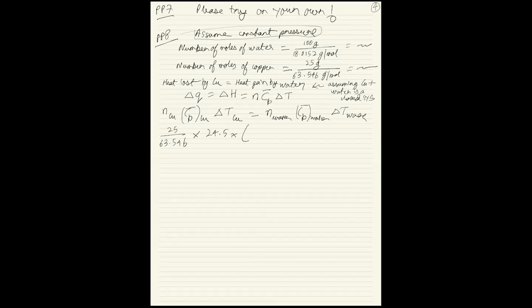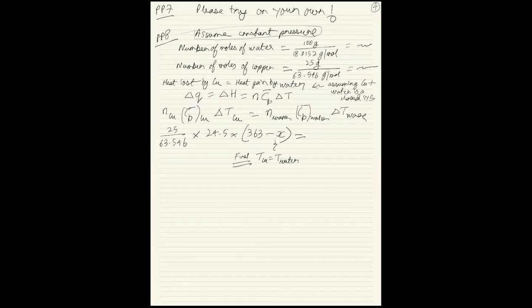We don't know the final temperature. That's what we are trying to solve. And we are assuming that the final temperature of water is the same as the final temperature of copper. So this is going to be 363 minus X. We don't know what final X is. T_Cu is equal to T water final. That's what we're trying to solve.